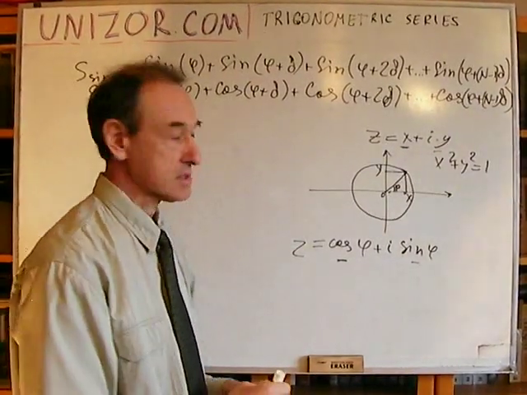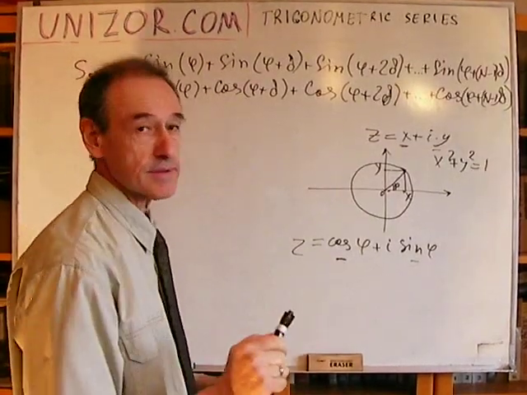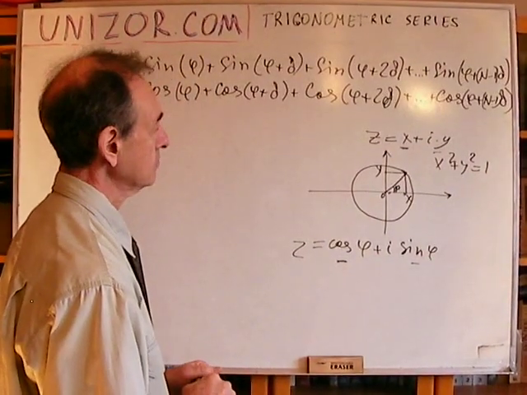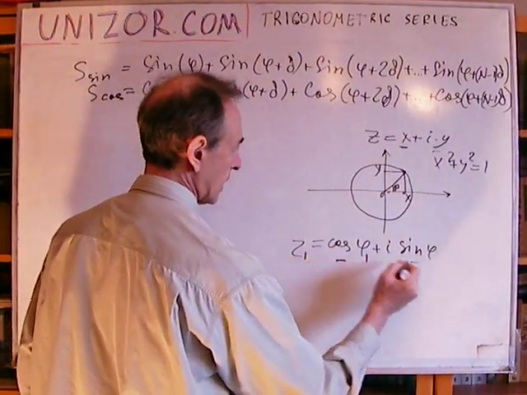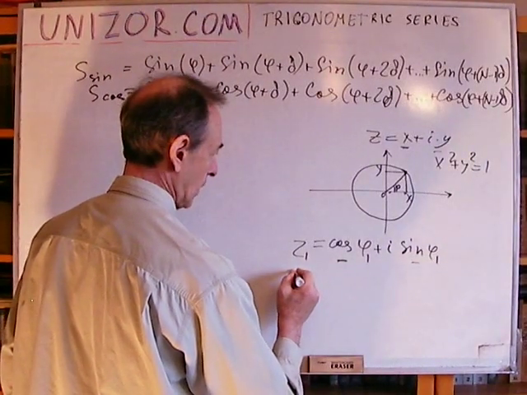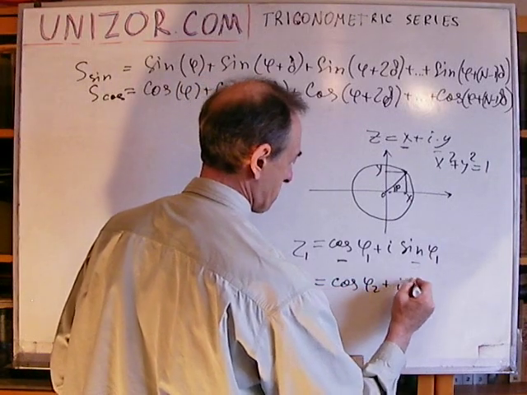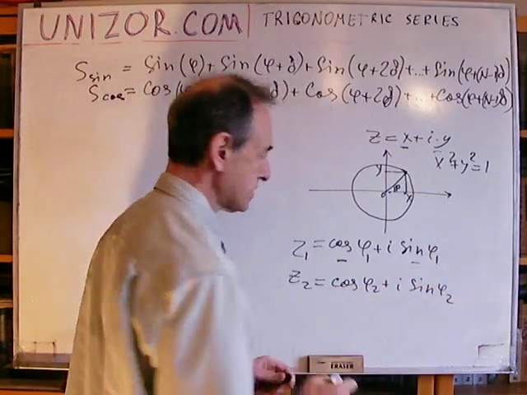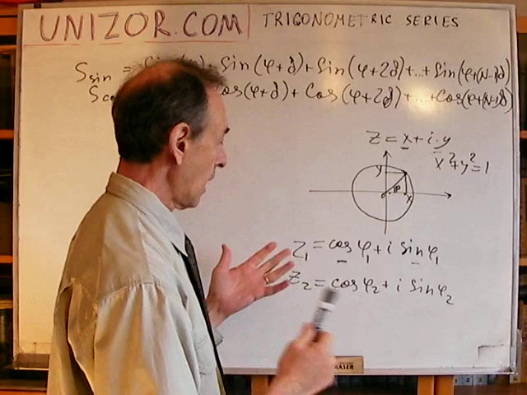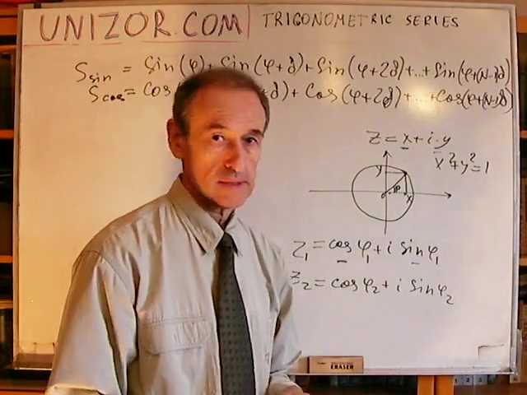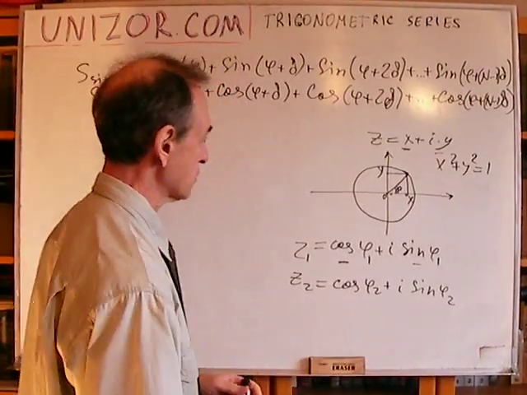I obviously talked about this in the corresponding lecture. Okay, that's one thing. Now, another thing: let's say that I have two different complex numbers. This is one, and this is another. Both of them are on the unit circle. Both of them have modulus 1. Now, obviously, their product also has modulus 1, because the modulus of the product of complex numbers is the product of moduli, so it's 1.